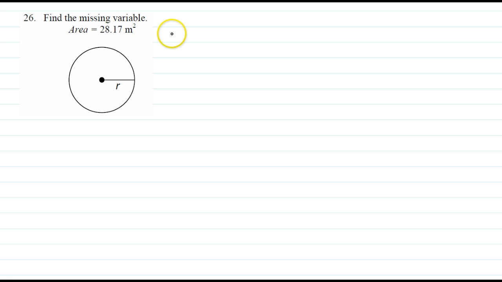Alright, so we're going to find the missing variable. They tell us that the area is 28.17, and that's important because we want to use the area formula. So we write that down, A equals pi r squared. And so now they tell us that the area is 28.17, which is equal to pi r squared, and so pi is 3.14 times r squared.